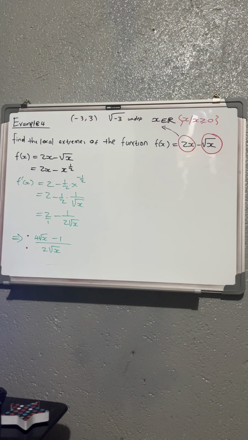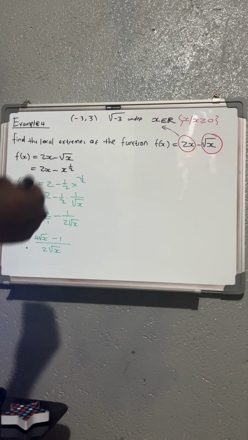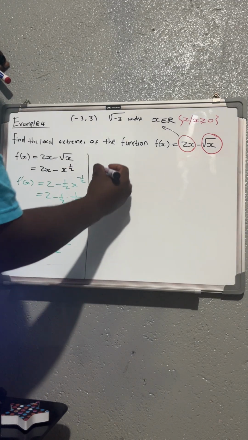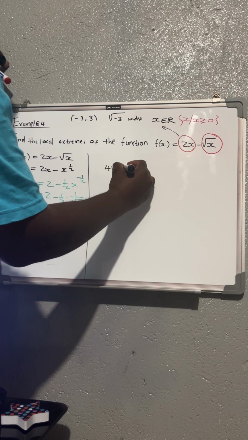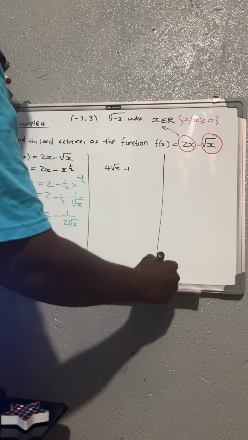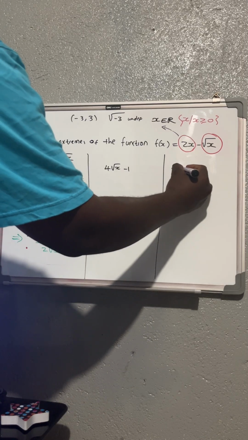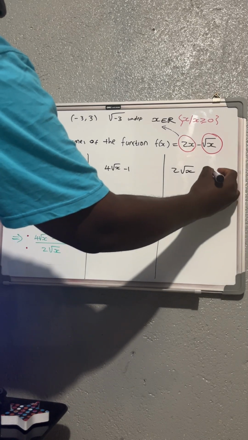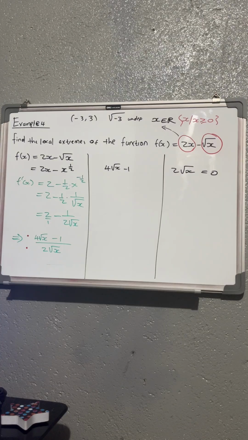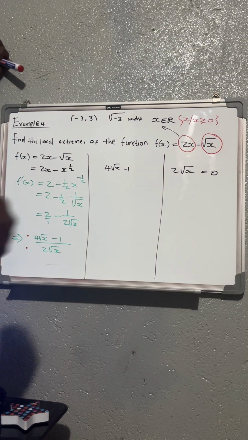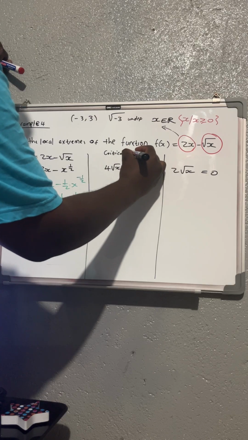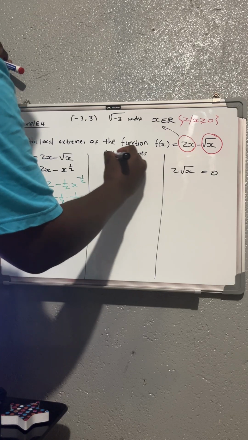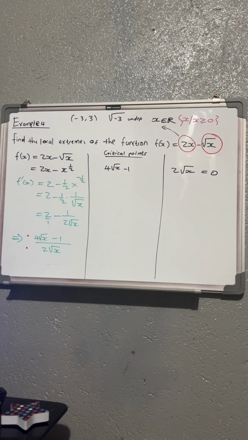So you're going to work the two parts separately. Let's say in here you're going to have your 4 root of x minus 1. Then the other side you're going to be having your 2 root of x equals to 0. So in this instance, what are we doing? We're basically determining the critical points. So we're working out those critical points.